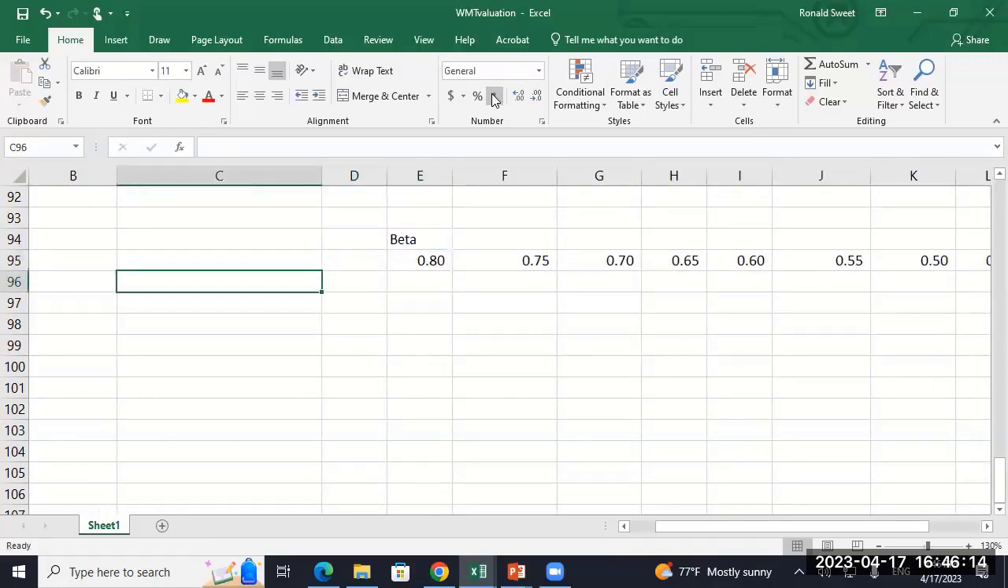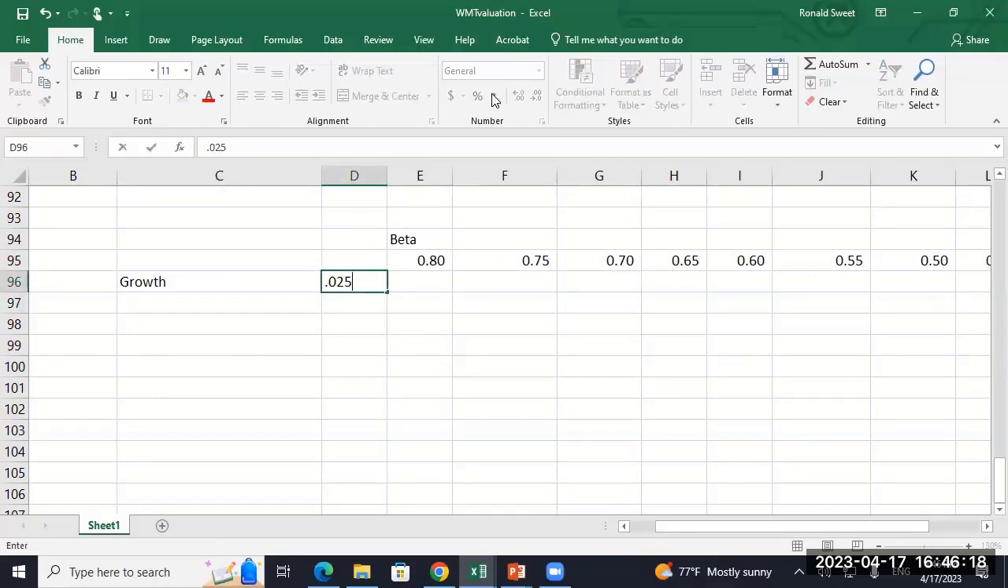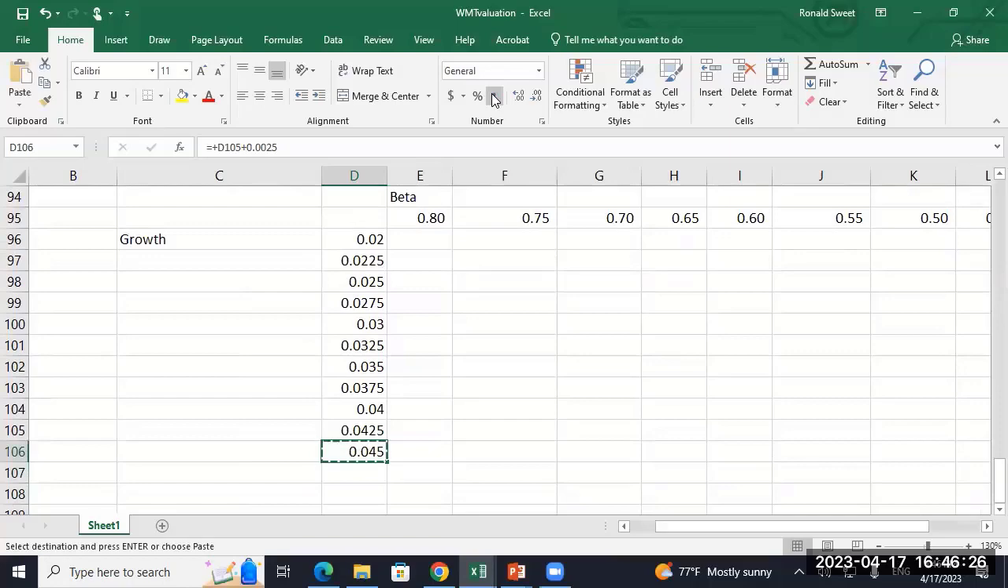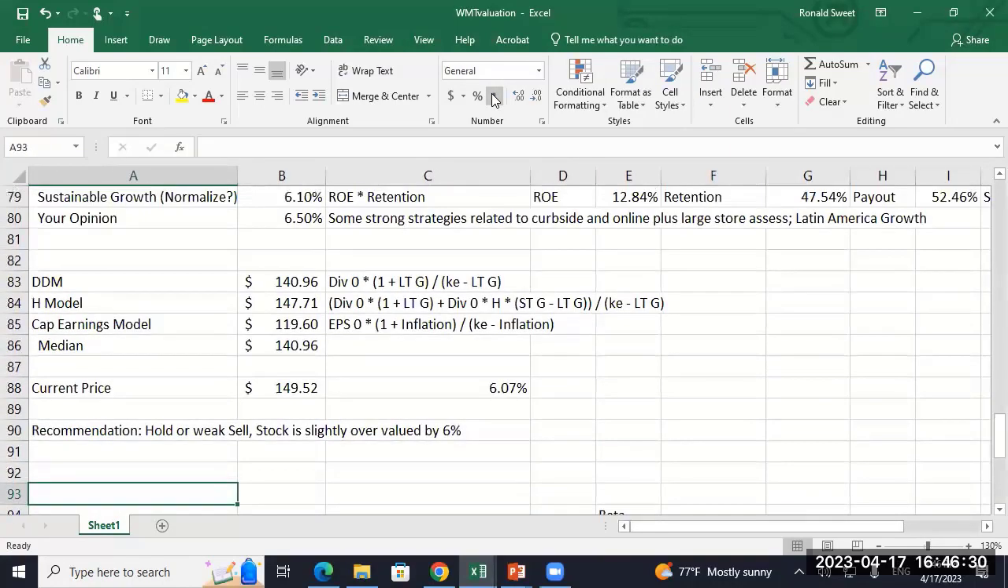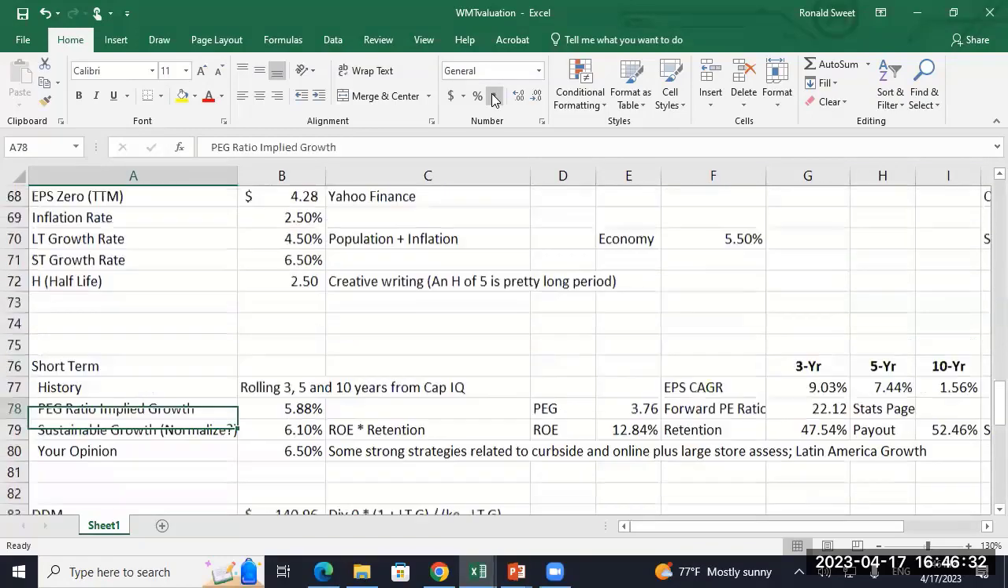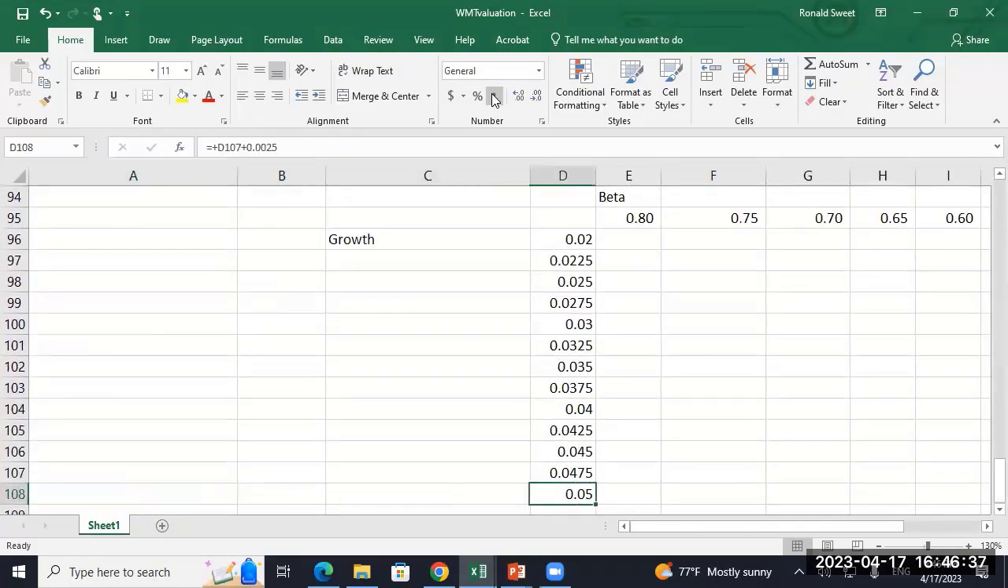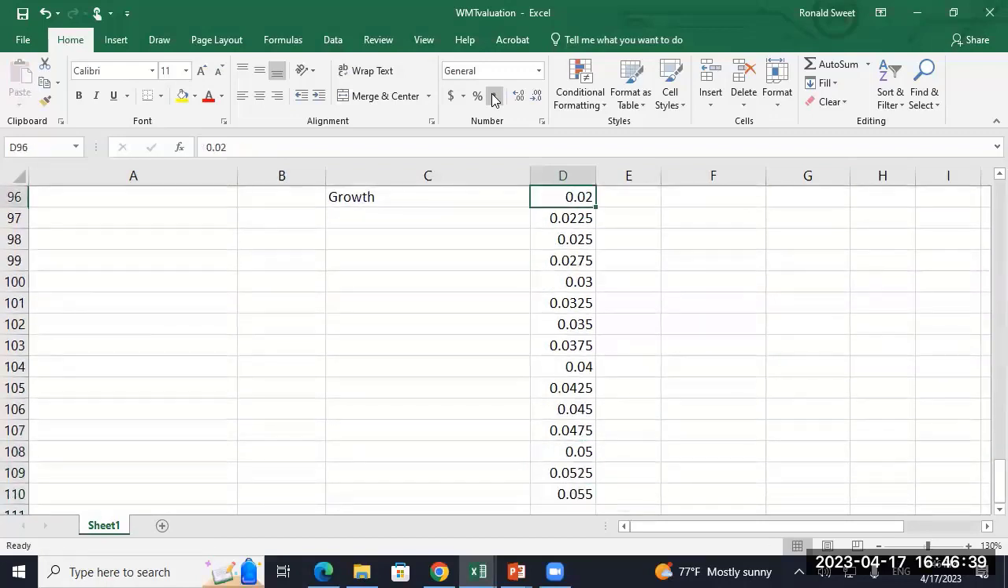What about growth? Well, let's say they just keep up with inflation. What's the highest growth that would go with them? Maybe my economic growth, somewhere around that. What did I use for economic growth? 5.5, maybe I'll go that high. That's going to be a bit of a stretch for them.